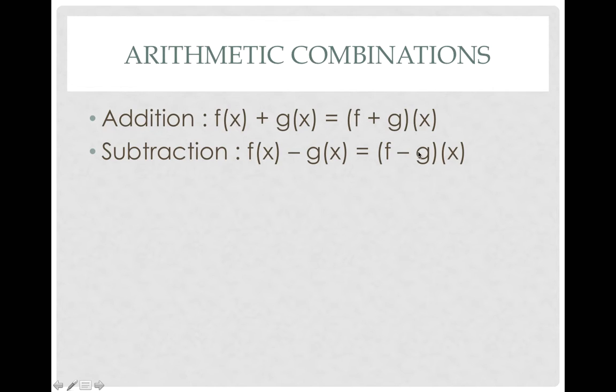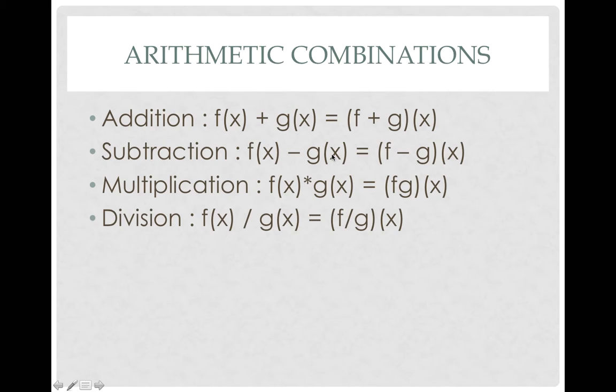The same thing goes with subtraction. This is f minus g of x, which is the same thing as f of x minus g of x. And that goes for our other two arithmetic combinations as well. Multiplication looks like f times g of x. Division looks like f divided by g of x. And what you're going to be getting is things that look like this.